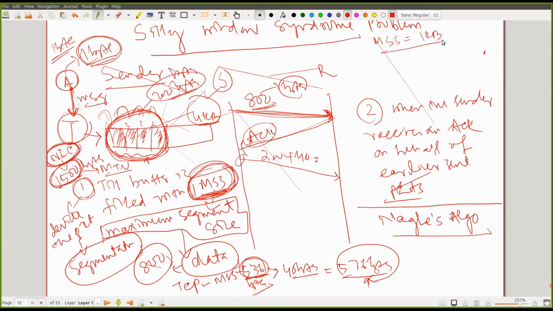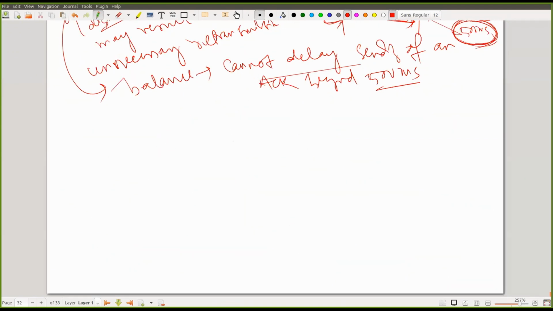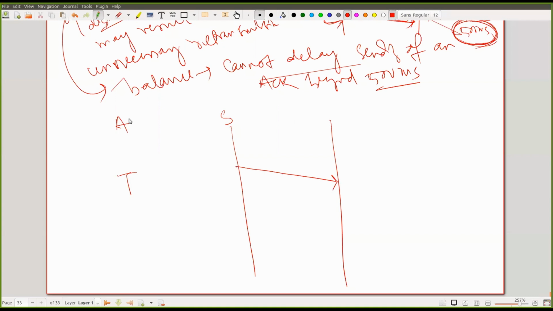Let's say my MSS value is 1 KB. My application is generating a packet of 4 KB. Let me give the scenario below so that I can explain more properly. This is my sender end, this is my application layer, this is my transport layer. The transport layer is ultimately going to send the packet. My MSS is 1 KB. My application is generating 4 KB of data, which is sent towards the transport layer.